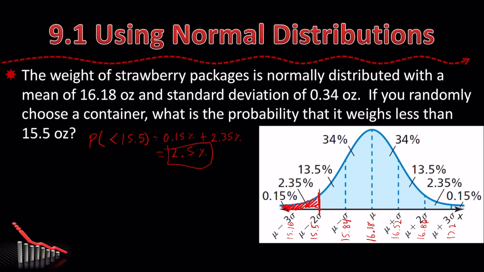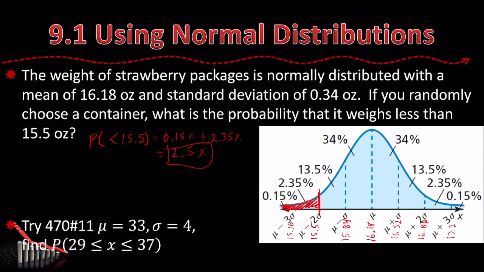So that's how you do these: you label the lines by the mean, the middle, and then adding standard deviations to the right, subtracting standard deviations to the left. Why don't you pause this and try number 11. When you're done, your answer should be 68%.